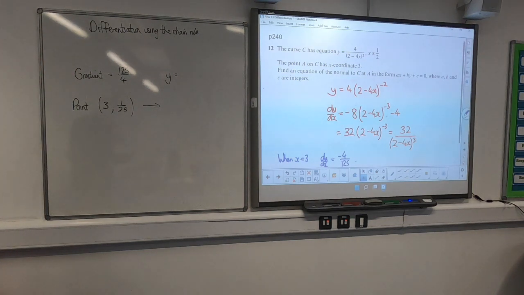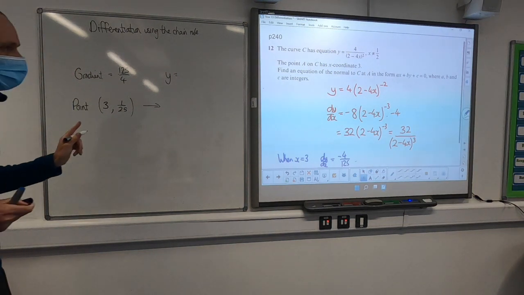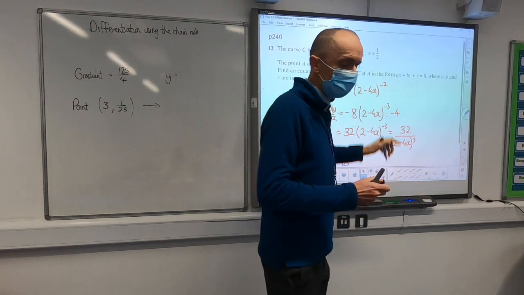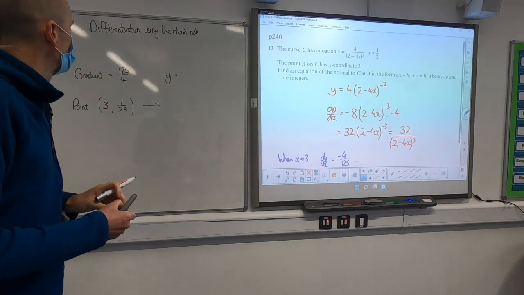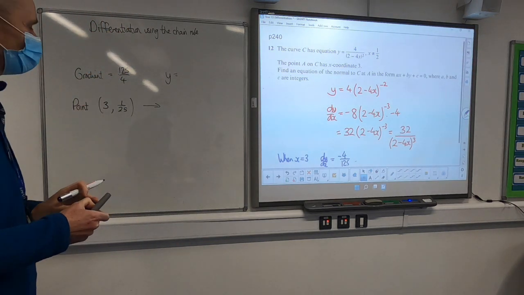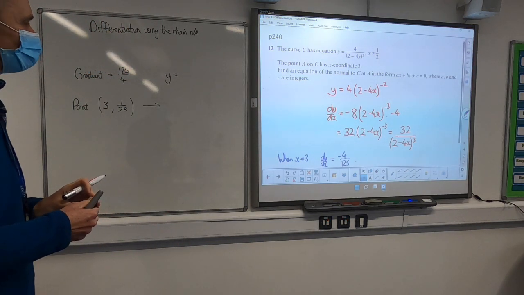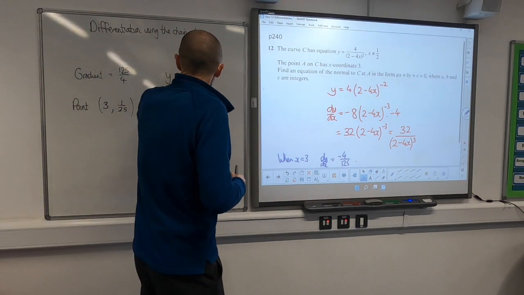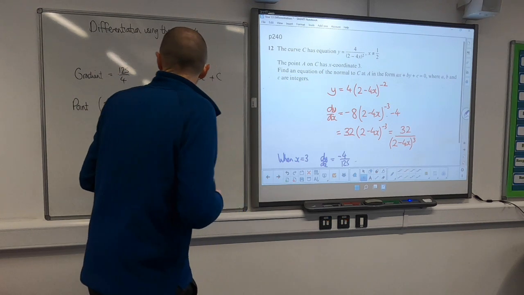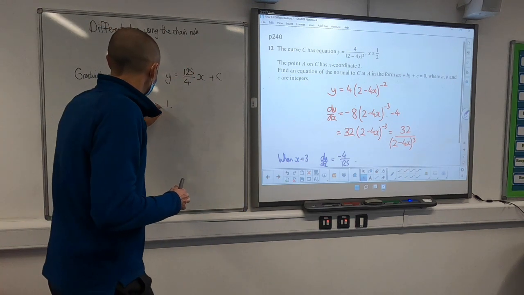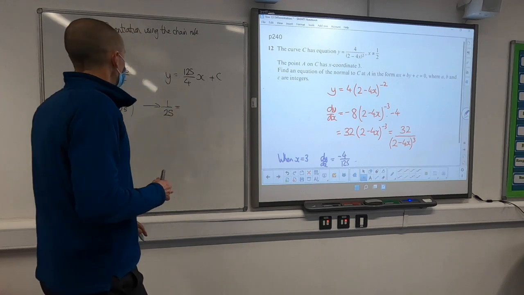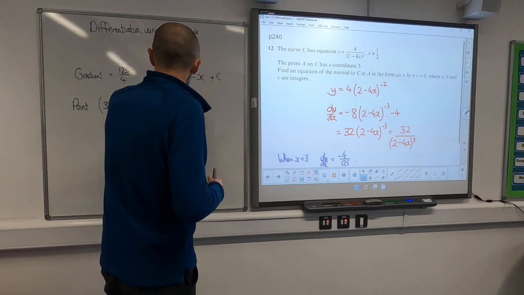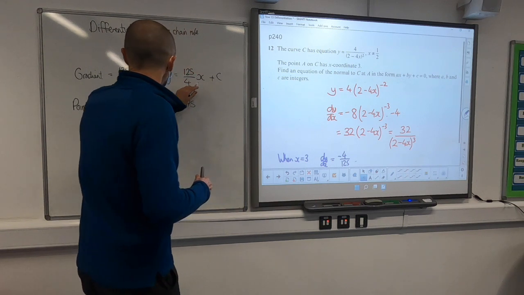That's not quite as bad. I then had to work out my y value. So I went back to the original function, did 4 over 2 minus 12 squared, and that gave me 1 over 25. So I can sort of go for it now. I'm going to substitute my values in. Oh dear. So 3 times that is 375, because x is 3.